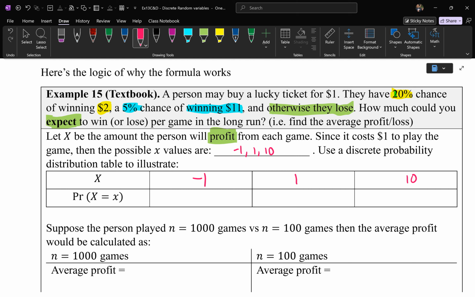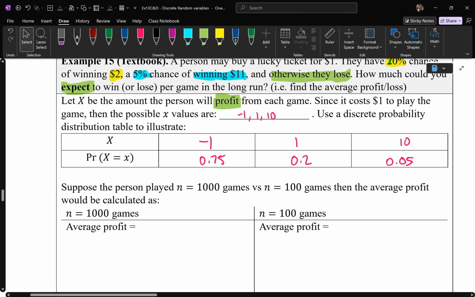0.75. Oh, yeah, sorry. That's right. 75% chance for otherwise, and this one was 20% chance of 0.2, and this one is, what does it say? 5%, 0.05. All right, that's filling out the distribution table. So the possible values, discrete.